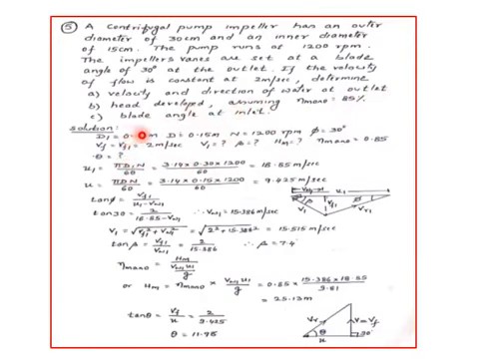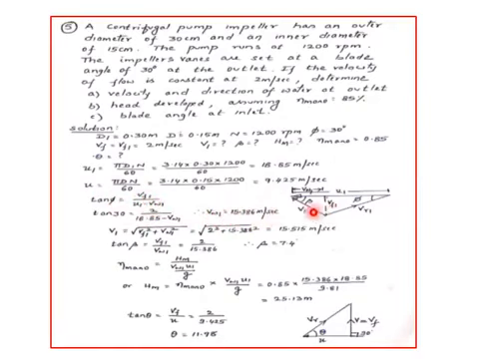Now using D1 and N, we can find U1. U1 is pi D1 N by 60, which comes to 18.85 meters per second. You can also find the tangential velocity at the inlet, which is pi D N by 60, which comes to 9.425 meters per second. Now phi is given and Vf1 is also given, so you can make use of the velocity triangle at the outlet. Tan phi is Vf1 by U1 minus Vw1. Knowing phi, U1 and Vf1, we can find Vw1.